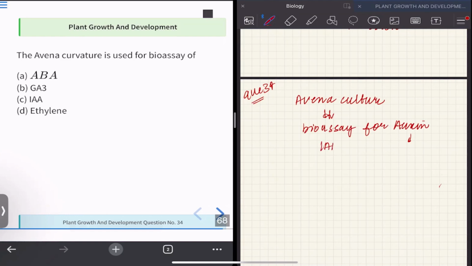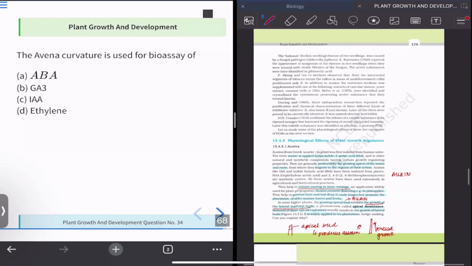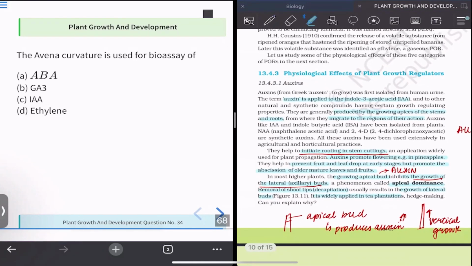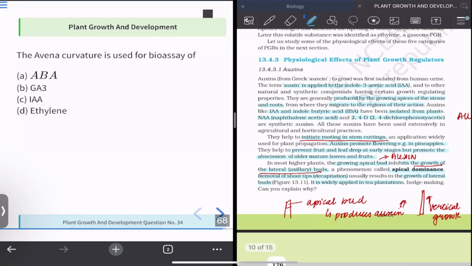And what is an example of auxin? It is IAA, which is indole acetic acid. Okay, that is given right here. That auxins we can have IAA and IBA. So IAA and IBA are natural auxins, indole acetic acid and indole butyric acid. They have been isolated from plants. Whereas there are also synthetic auxins. And what are the examples of synthetic auxin? It is NAA, which is naphthalene acetic acid, and 2,4-D, which is 2,4-dichlorophenoxy acetic acid. So they are examples of synthetic auxin.